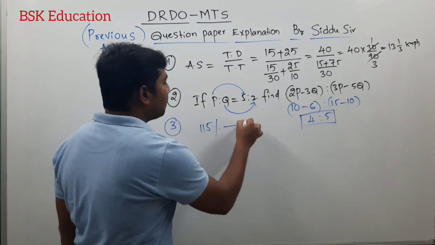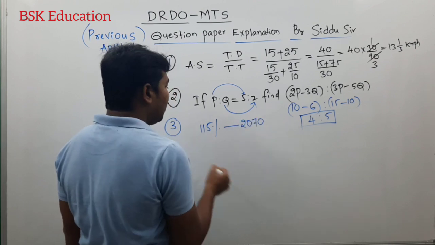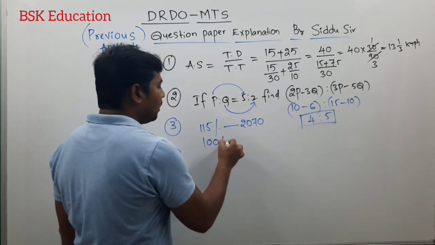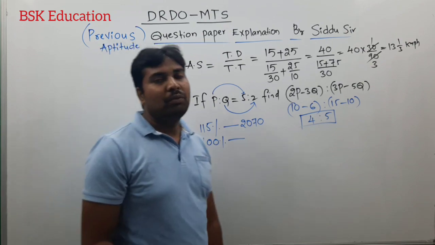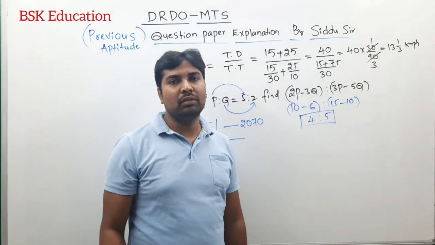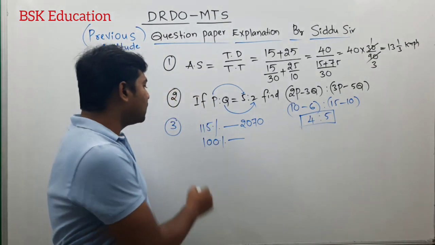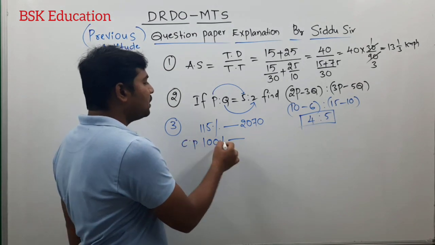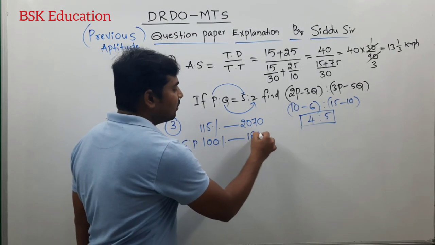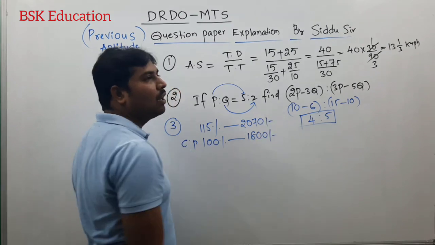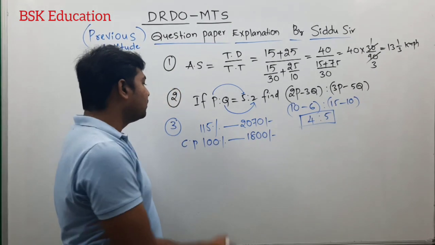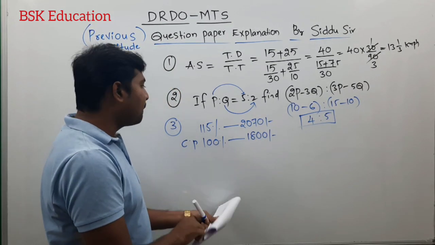115% is nothing but 2070. Then 100%. You know about the profit and loss. We are taking 100% as the cost price. So 100% is the cost price. Cost price is nothing but 1800 rupees. If you simplify, it is a simple thing.